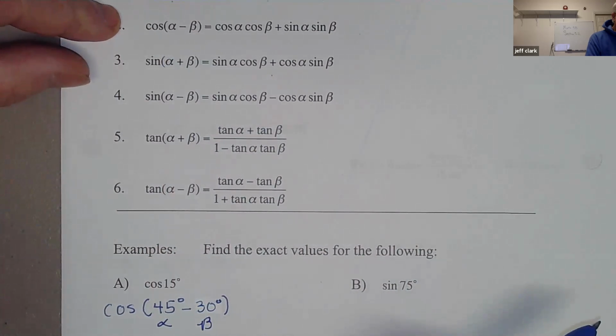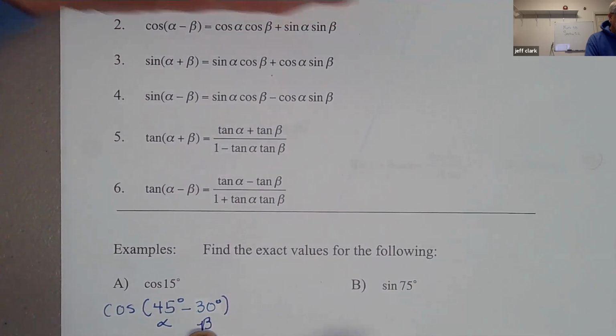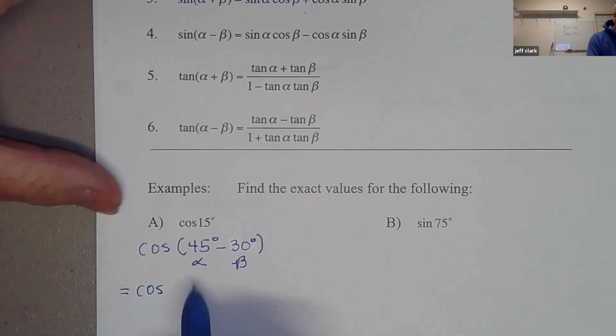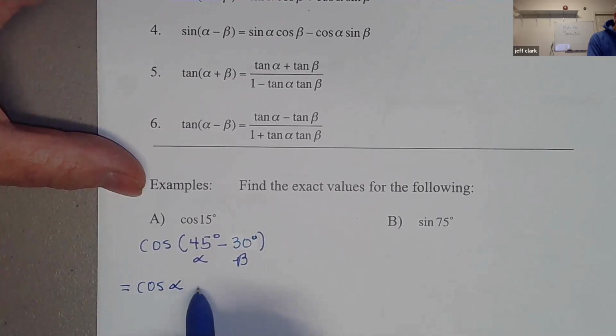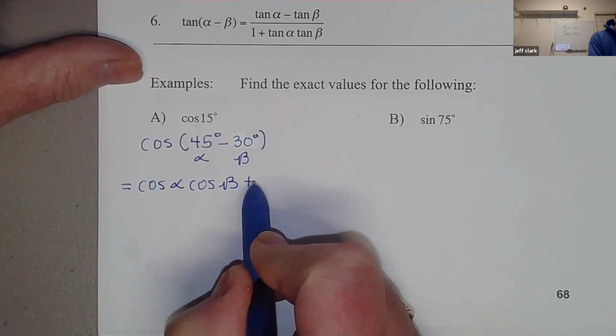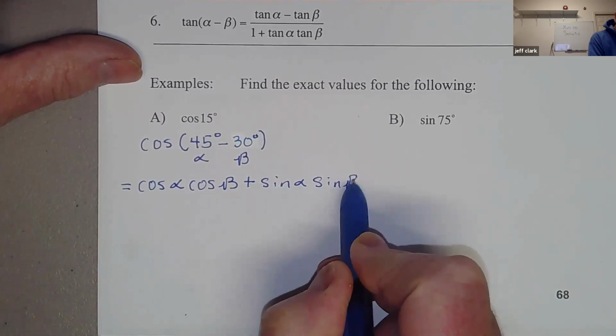Now it's just a matter of plugging and chugging. Plug 45 degrees into the alphas right here. And then you plug in 30 degrees for the beta, right there. And I'm just following this formula. So here we go. Okay, I'll write out the formula again for you so you can see it. Cosine alpha, cosine beta. And that would be, according to the formula, plus sine alpha, sine beta.